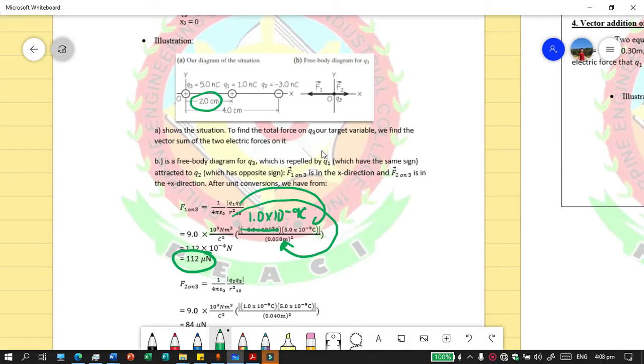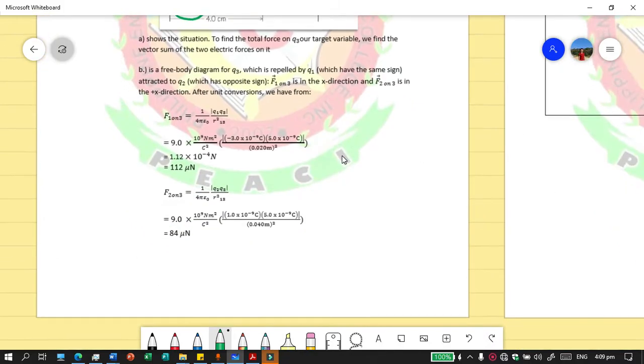Instead na negative 3.0 times 10 to the power of negative 9, that should be 1.0 times 10 to the power of negative 9 coulomb. Okay? But upon calculation, we will arrive with this answer. So, nagkamali lang tayo ng pag-input. Now, let's proceed with force of 2 on Q3.